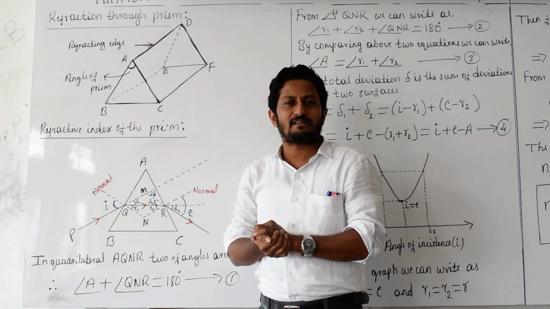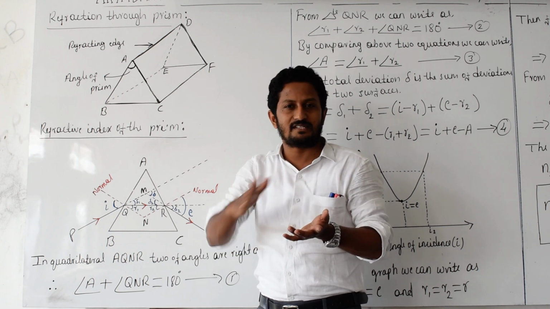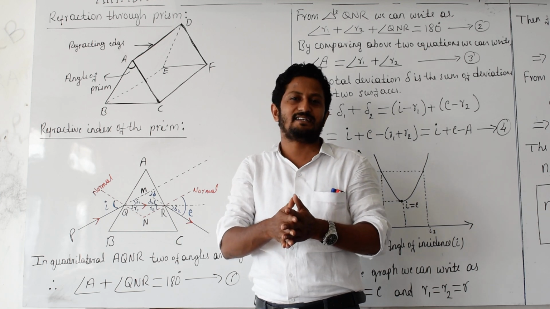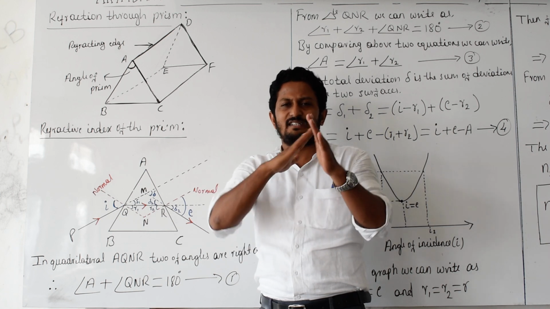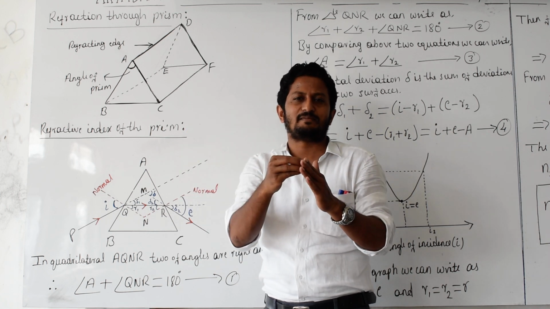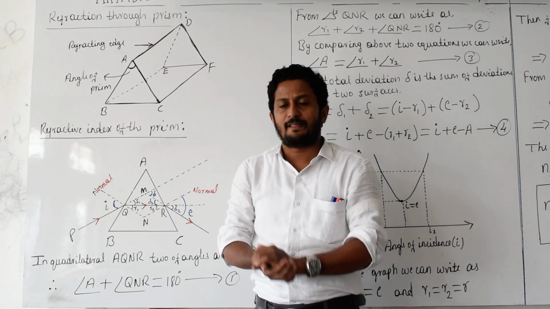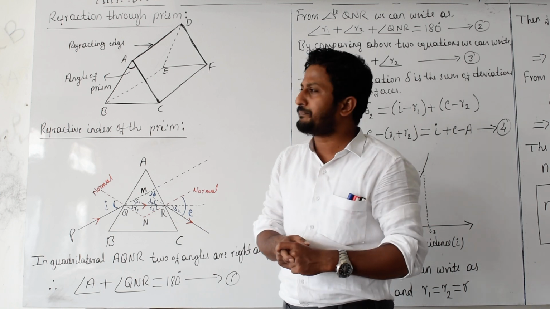And one more term is there, the refracting surface. The surface through which light is passing is called the refracting surface. This one or this one, any one. The surface through which light is passing is called the refracting surface. Okay, you should know this much about the prism.